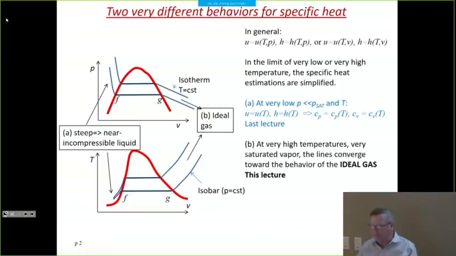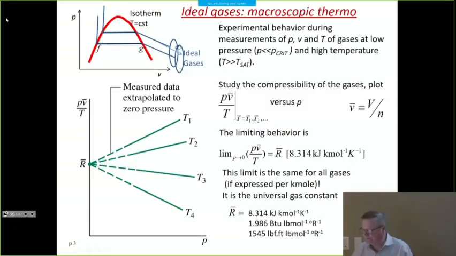What we saw at the end of last lecture is that there were two relatively easier systems. You had the incompressible fluid, and we went through the equations of state for the incompressible fluid. And the other one now is when we go to very high temperatures and reasonably low pressures, which is what's going to happen with ideal gases, and that is going to be this particular lecture. So it's out here, far from the vapor dome toward the high temperature end.